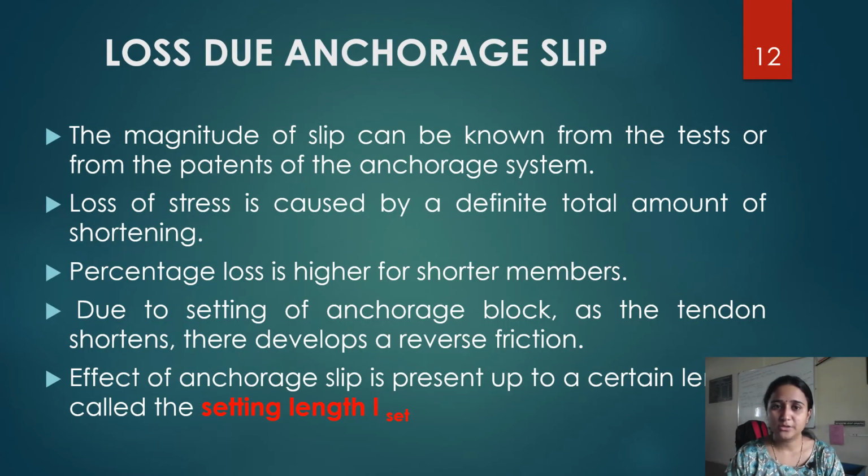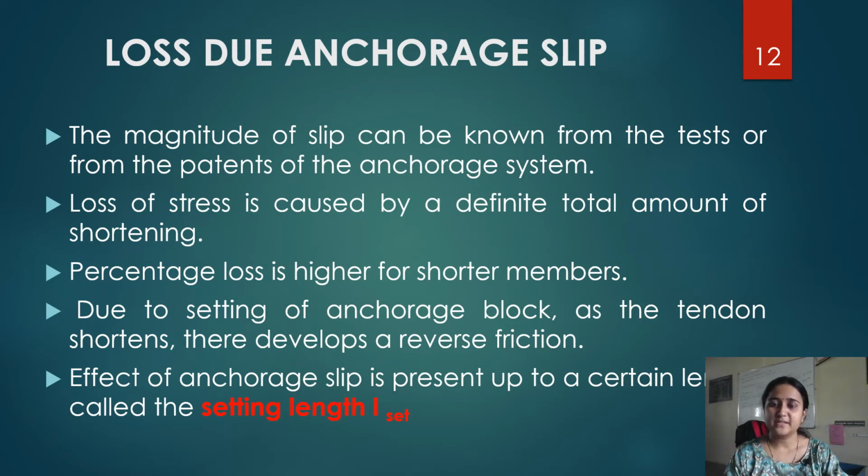Then loss due to anchorage slip. In most tensioning systems, when the cable is tensioned and the jack is released to transfer pre-stress through friction, wedges are employed to grip the wires, and they slip over a small distance before the wires are finally stretched between the wedges. Wedges means the end supports from which we are going to apply the tension. So, the magnitude of slip can be known from the test or from the patents of the anchorage system.